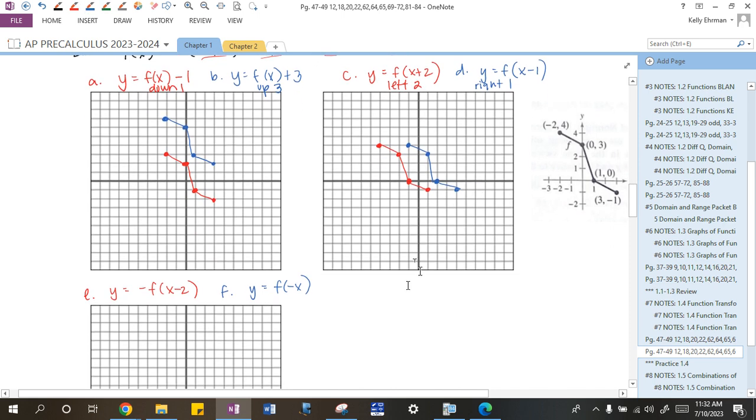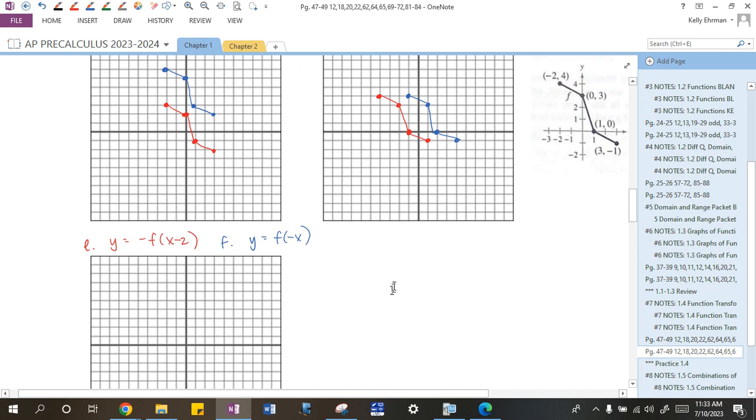And then there's an E and an F. So E has an x-axis reflection. So I'm going to write the points for E out here. Every y value gets the opposite sign that it had. And then after that, we're going to go right 2.